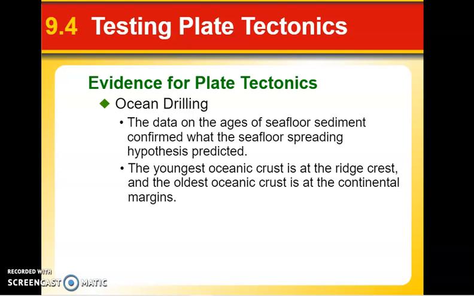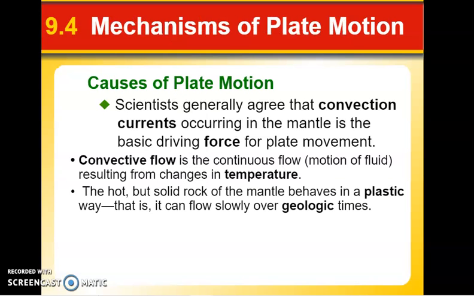Ocean drilling provided further evidence. This gave us the data on the ages of the seafloor sediment, and it confirmed what the seafloor spreading hypothesis had predicted. The youngest oceanic crust is at the ridge crest, and the oldest oceanic crust is at the continental margins. So that's saying that the youngest is right along that mid-ocean ridge, and the oldest crust is where the oceanic crust meets the continent.